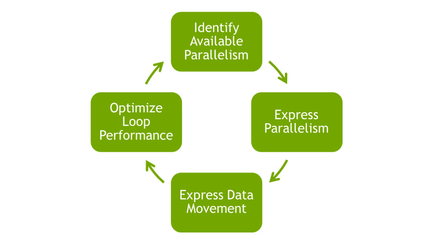Those of you who came to the first lecture will recognize this graph. These are the 4 steps, or the 4-step cycle, that I taught you about for accelerating your code with OpenACC. We start off by profiling the code to identify where there's parallelism that we want to exploit. We next express the parallelism in our code using OpenACC. We inform the compiler where the parallelism is and allow it to build it for the GPU.